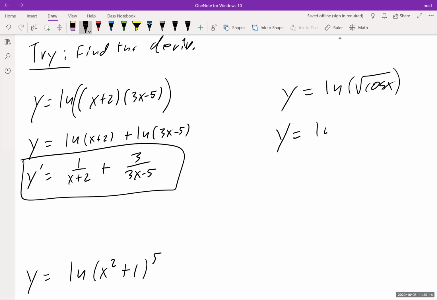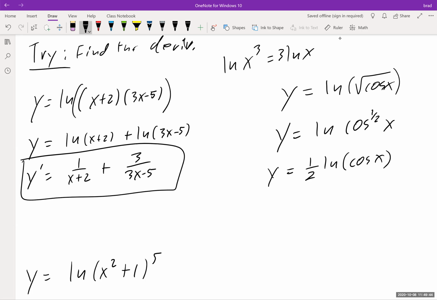This one, I'm going to rewrite as the natural log of cosine of x to the 1/2 power. Well, that means I can take the power and put it in front. Now, this has nothing to do with the derivative. I'm using a property of logs, not a property of derivatives. It allows me to take the power and put it in front. That sounds an awful lot like the derivative, right? Take the power, put it in front, reduce the power by 1, take the derivative of the inside. But it's not. I was just using a property of logs, like if you have ln of x cubed, you're allowed to say that this is 3 ln of x. I just used that property. Now I can take the derivative.